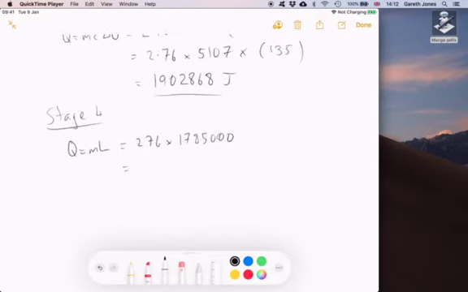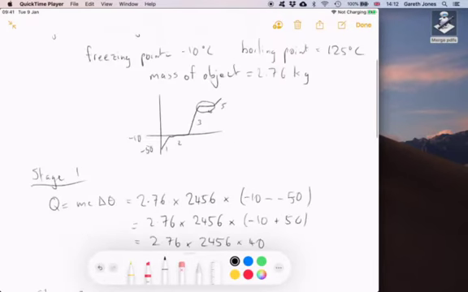So 2.76 times 1785000 gives me 49266,000.